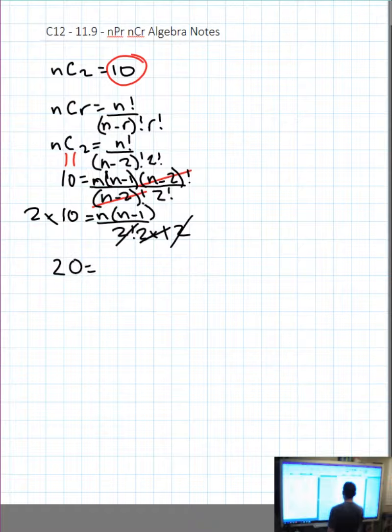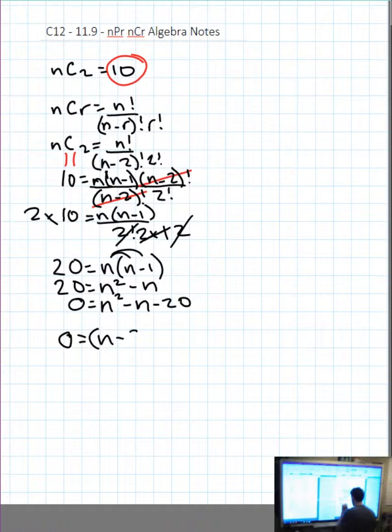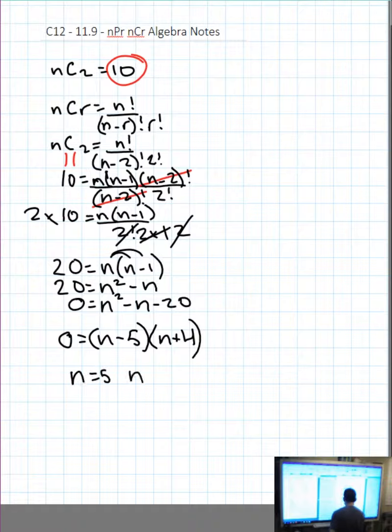20 equals n open bracket n minus 1. Now I can distribute: n squared minus n, and I can get it equal to 0. So I subtracted 20 from both sides to get it equal to 0. Then I can factor it: n minus 5, n plus 4. Feel free to go back to grade 10 and learn how to factor those things. So if I set my brackets equal to 0, n is equal to 5, and n is equal to negative 4. Now I can't choose from a negative number of objects, so n is just equal to 5.